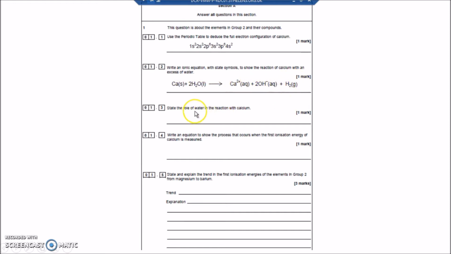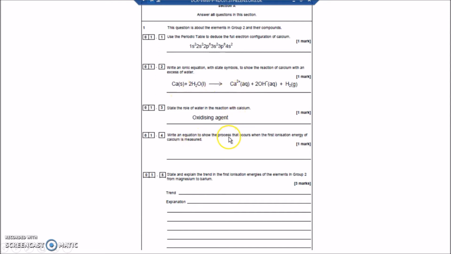State the role of water in the reaction with calcium. It's an oxidizing agent because it's turned calcium from oxidation state 0, an element on its own is oxidation state 0 with no charge, to 2+, so it's gone from 0 up to +2, the oxidation state has increased, it's been oxidized. And the water's done the oxidizing, so that's the oxidizing agent causing the other reagent to be oxidized.